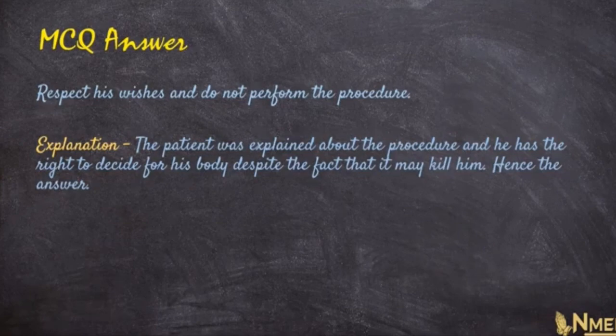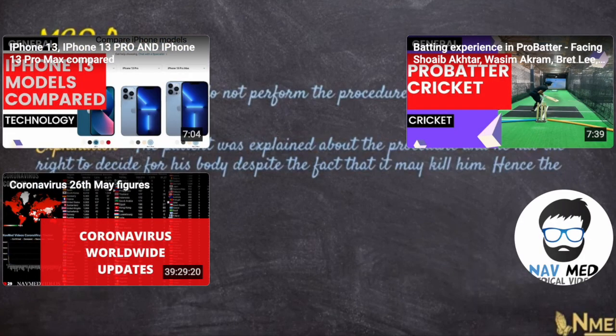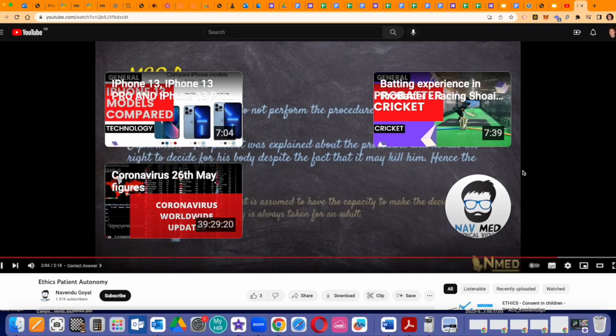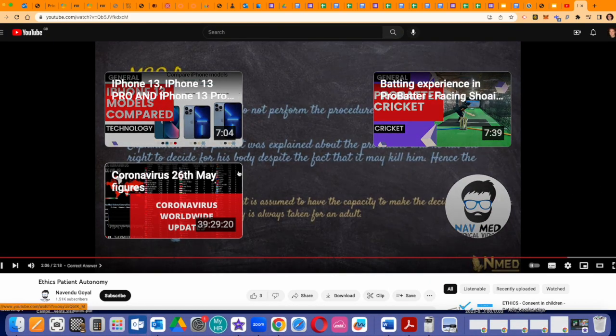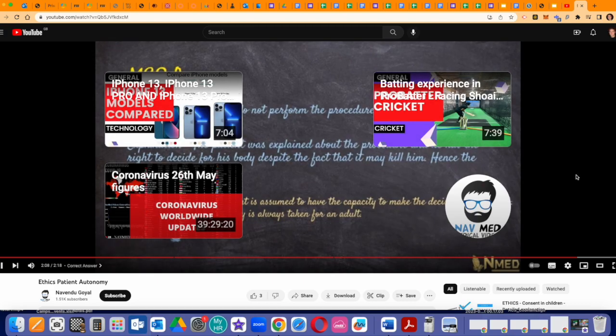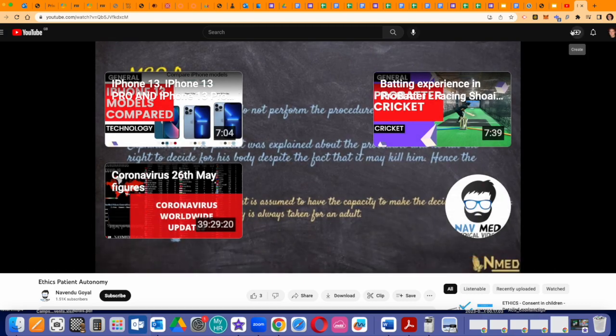Capacity is taken for an adult. Capacity, understanding of it, duly explained about the procedure, as the MCQ duly states. And the patient has the right to say yes or no to any treatment, even though that treatment may kill him. Hence, that's the correct answer. So the point to take home is, a patient is assumed to have the capacity to make the decisions for himself, and capacity is always taken for an adult.